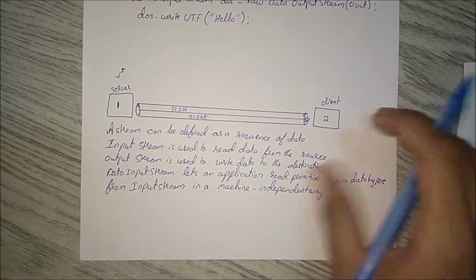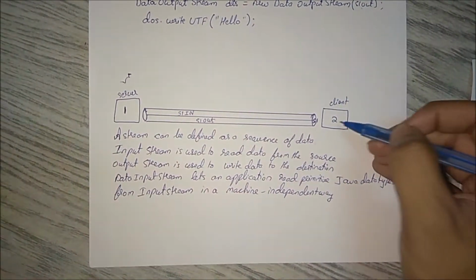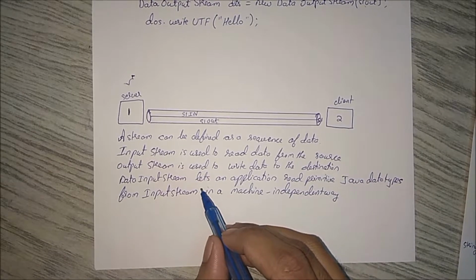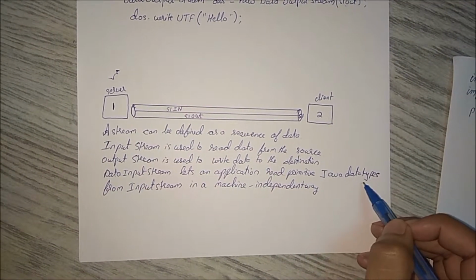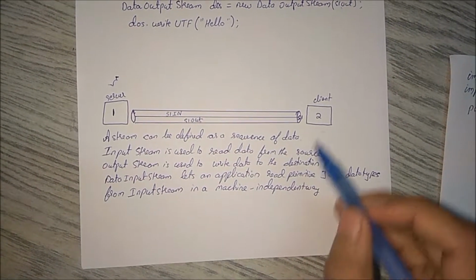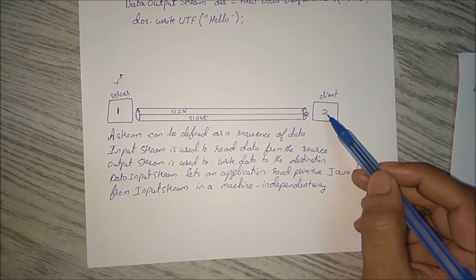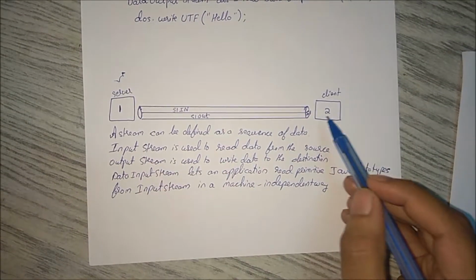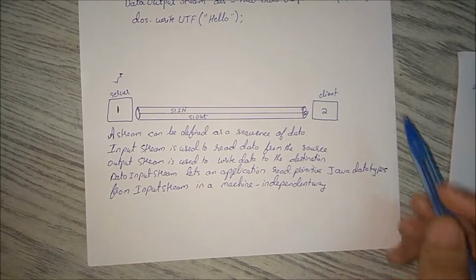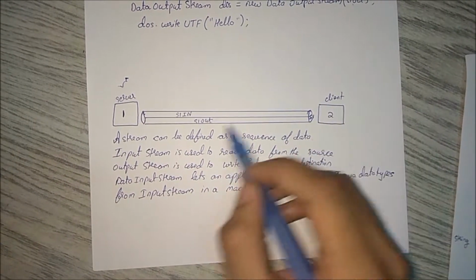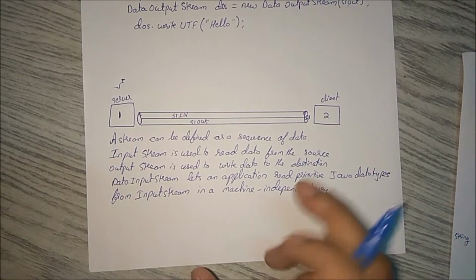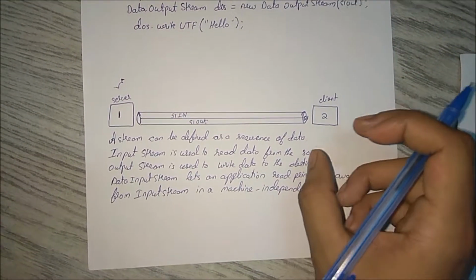And how do we transfer data? At each end we have a data input stream and a data output stream. What the input stream does is it lets an application read primitive Java data types from the input stream in a machine independent way. Whatever software is used, say Windows over here and Linux over there, after transferring the data, whether it is a string, character or anything, it doesn't matter. It just reads whatever it got from the input stream and displays it as it is. So that is a machine independent way, it displays what is sent from the client.